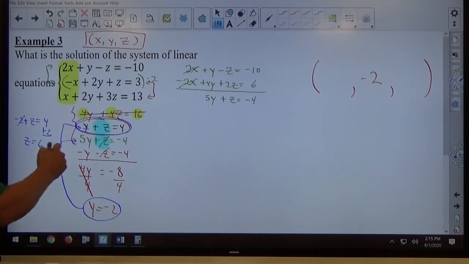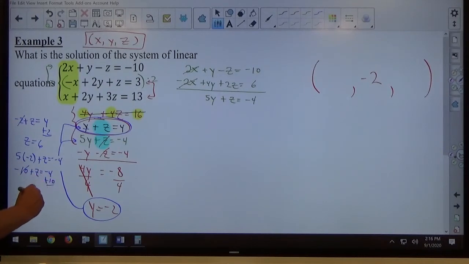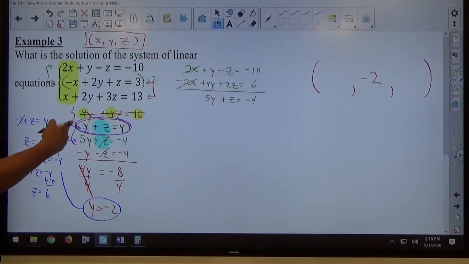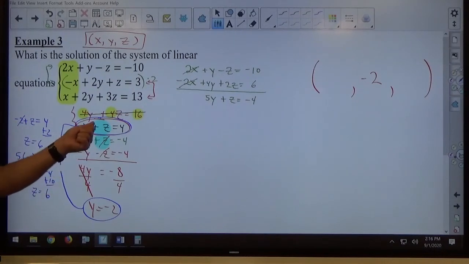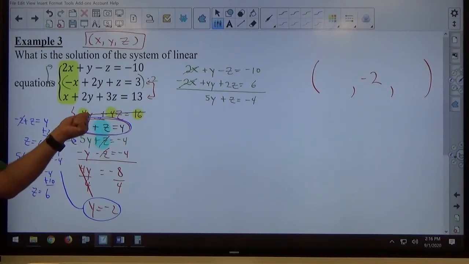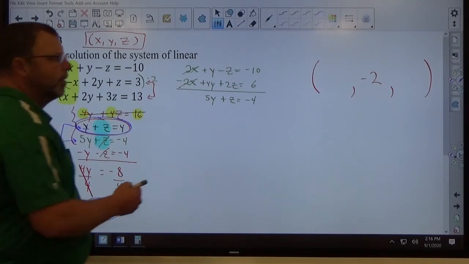I could have also gone down here to the green one. 5 times y, that's 5 times negative 2, plus z equals negative 4. 5 times negative 2 is negative 10. Move the 10 over, makes it positive 10. Negative 4 plus 10 equals positive 6. It's the same answer because, again, this is the right answer for y. Z only has one answer, so whichever one I go back to, I should get the same result. This one was easier, right? So make a decision when you go back, what looks easier? Everything positive with small numbers, everything positive except that's negative, that's a bigger number. That's easier, right? Z equals 6.